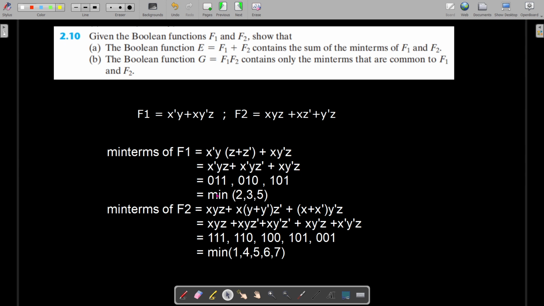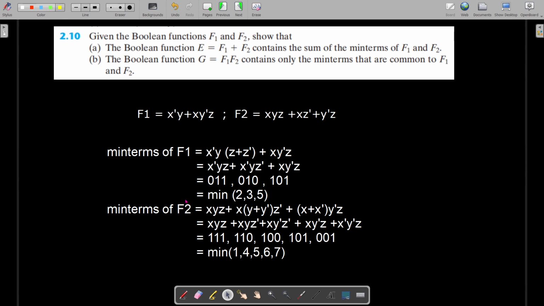If you want to find out the minterm, the complement represents 0 value and the original represents 1 value. So x'yz is 011, and for x'yz' it is 010. Then for xy'z it is 101. So the minterms are 2, 3 and 5.